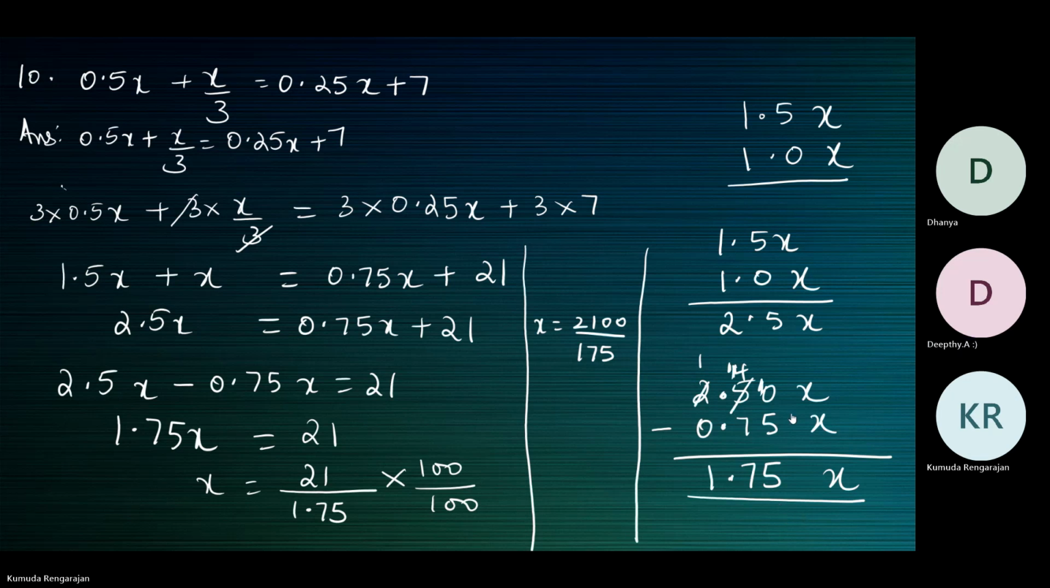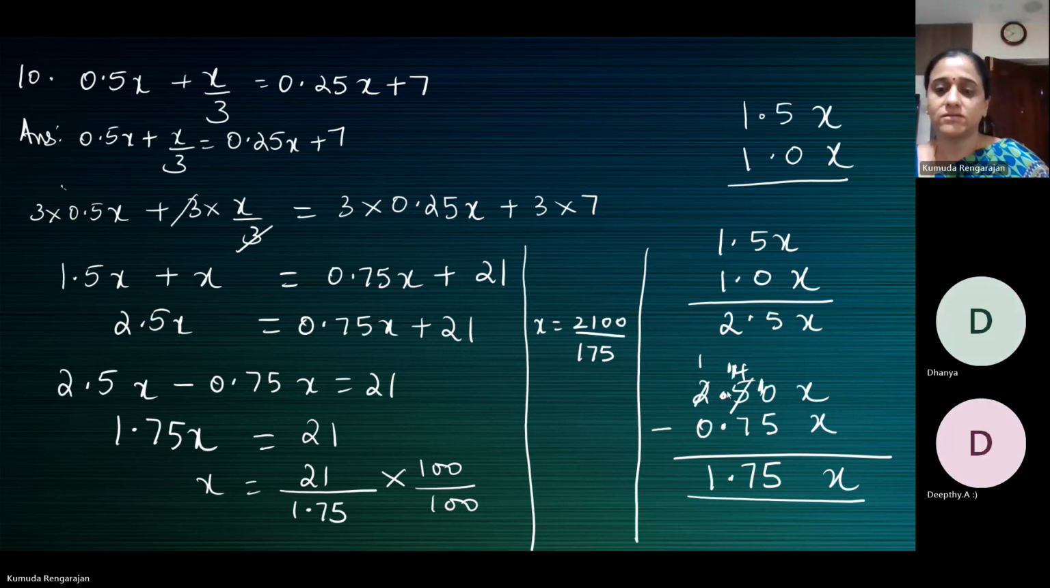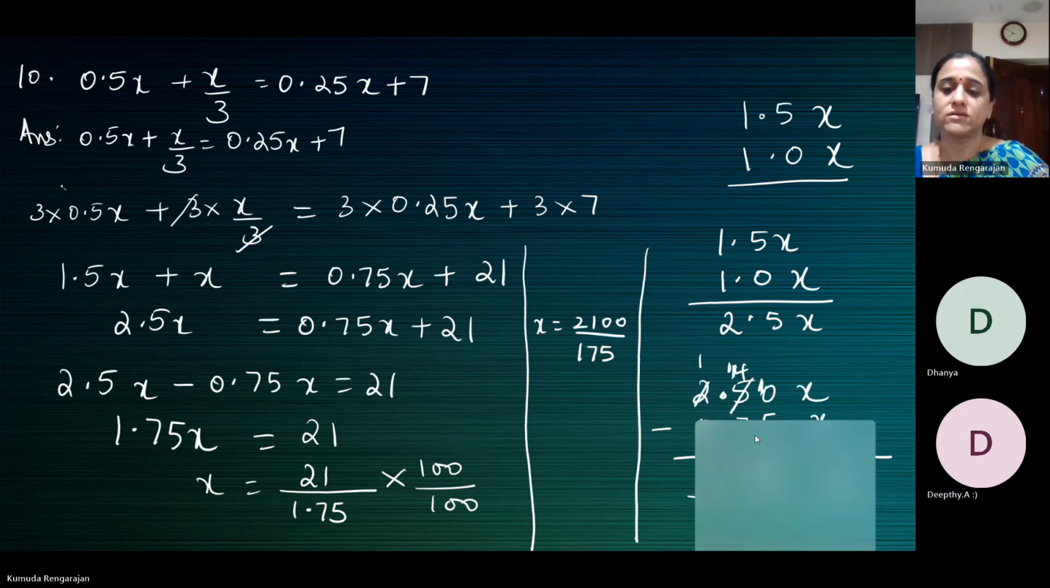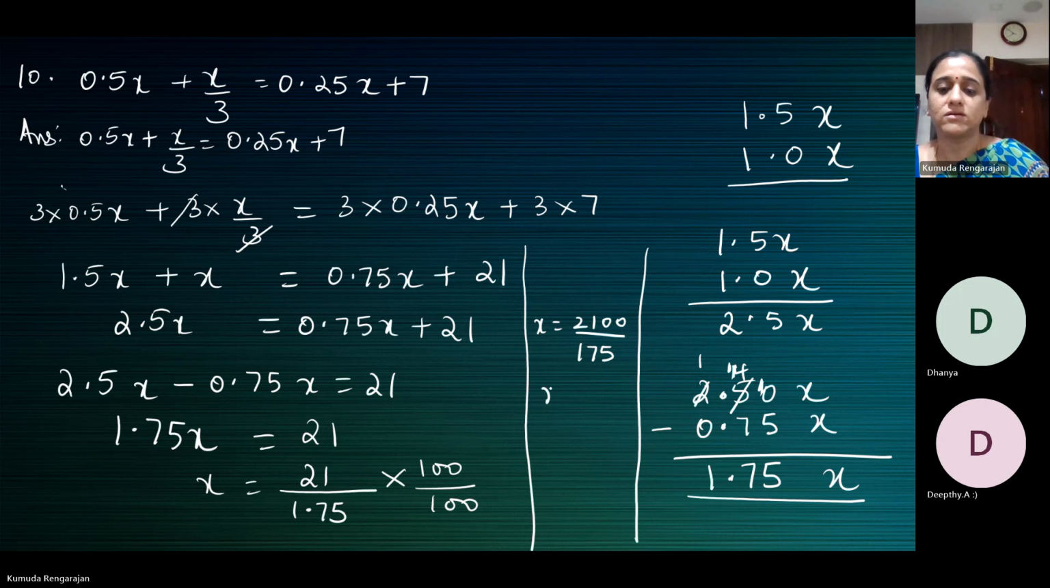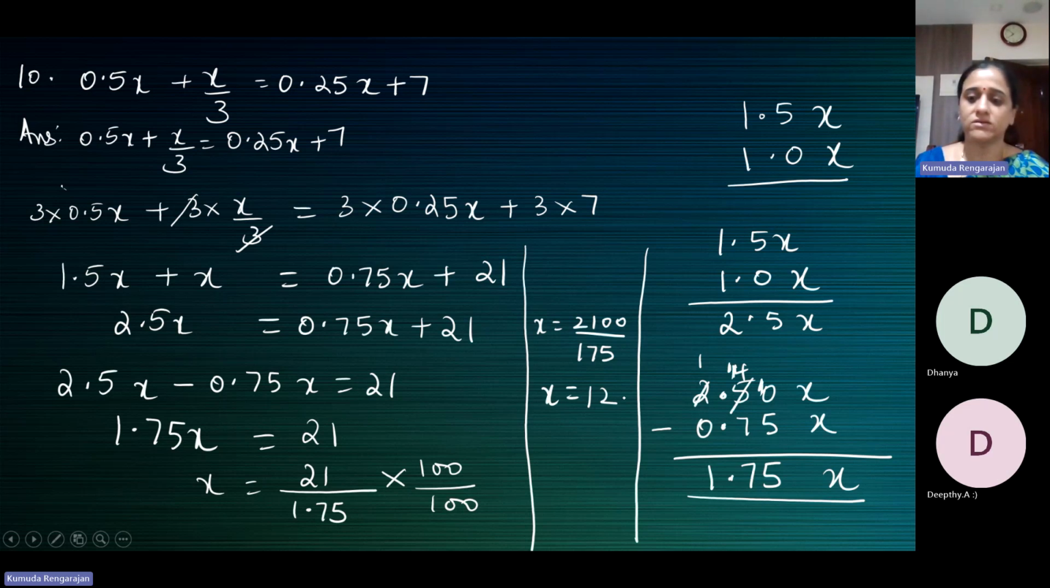Ma'am? Yes. No, x equals 12. 12, huh? Okay. We understand how to shift the decimal point. 21 into 100 is 2100. 1.75 into 100 is 175. Okay. So now Deepti has given the answer 12. So you please simplify. You must get 12.